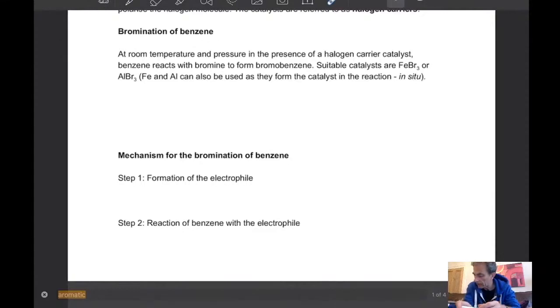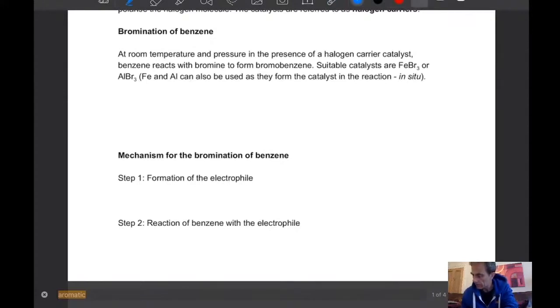And you'll notice there in brackets it says iron and aluminium can be used, so the metals themselves can be used because they actually form those catalysts in the reaction. So what would happen is the iron and the bromine would form iron bromide, FeBr3, and then the reaction can take place. Okay, but it's easier to just add the catalyst as FeBr3 or AlBr3.